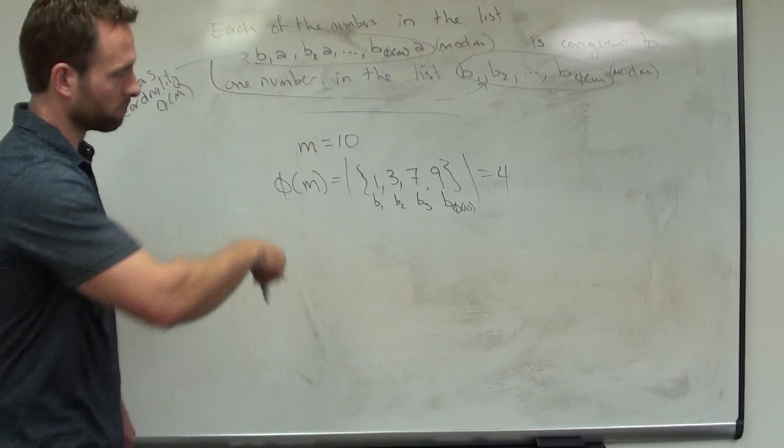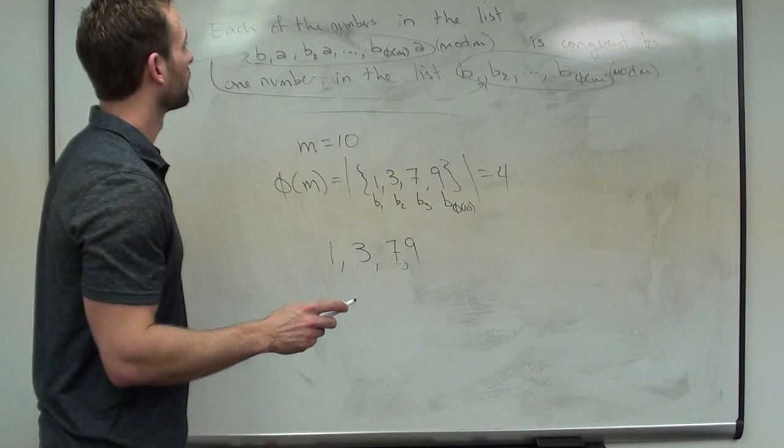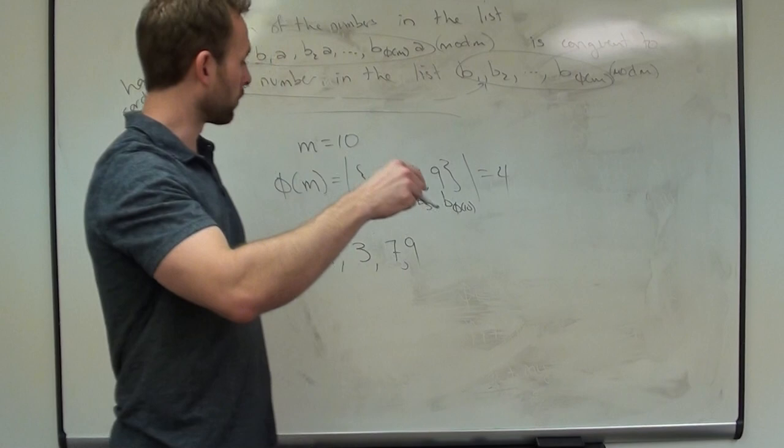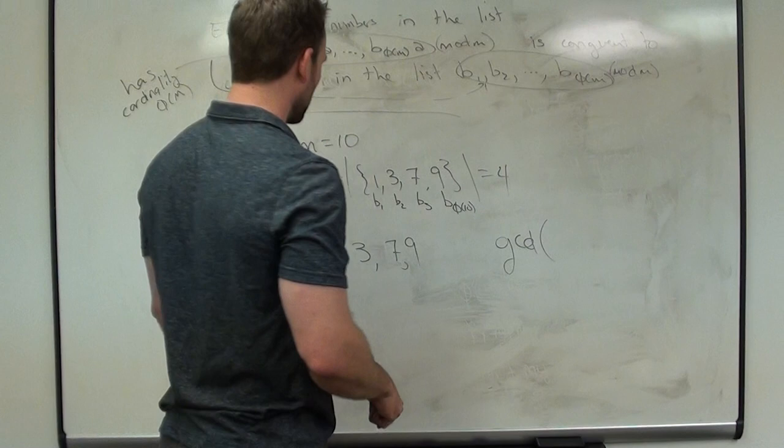What we're saying is that if you give me this list, 1, 3, 7, 9, and I take any number, going back to the statement of the theorem, if I take GCD of a and m equal to 1, so give me a number. I guess I'll give it to you because I don't think you're going to give it to me right now. Give me a number between 1 and 10 that's going to be coprime to 10. Then we have these guys down here. So let's take, how about 7?